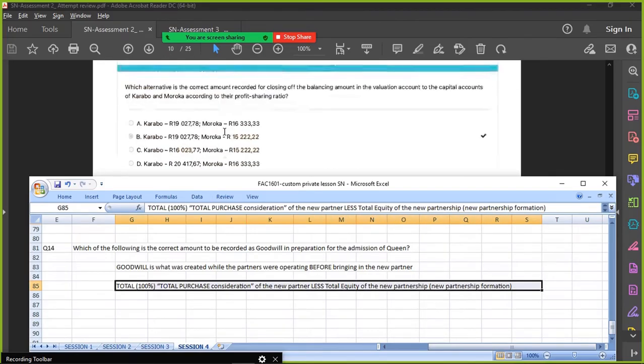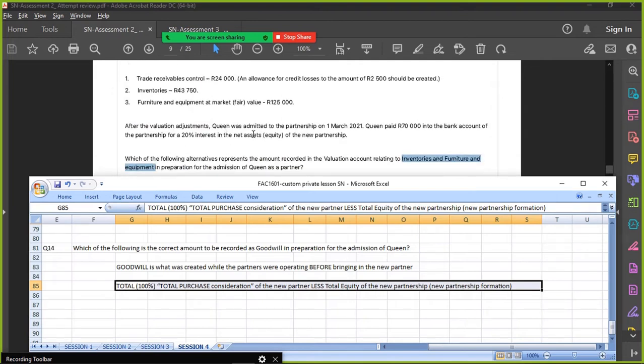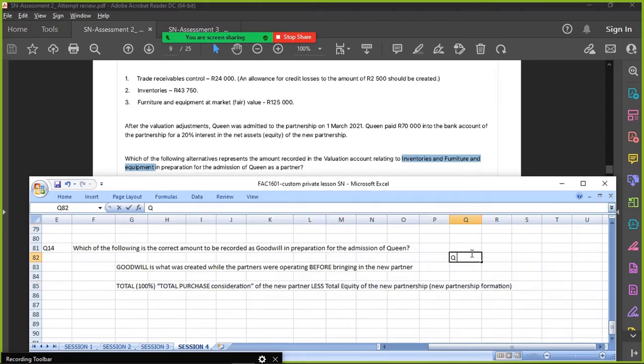Now we go back to the question. Let me show you how this formula works. What did the partner pay? Queen paid 70K for 20% interest. Obviously 20% interest is 1/5 of the business, right? So that means that the business is actually worth 350,000. Does that make sense? Yeah, okay. So 70K for 20%, which is 1/5 of the business.